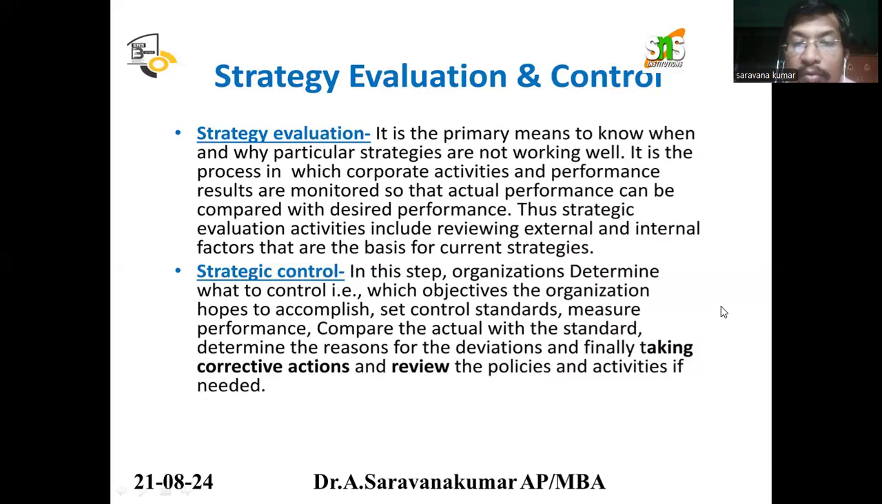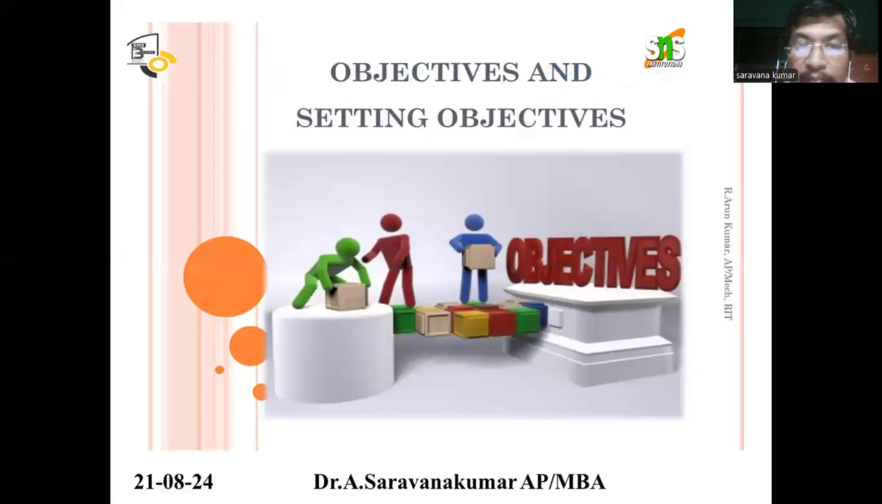Strategic control, so where you have to control. In this step, the organization determines what to control, that is, which objectives the organization hopes to accomplish, sets control standards, measures performance, compares the actual with the standards, determines the reasons for the deviations, and finally takes corrective action and reviews the policies and activities if needed. So you are finally taking the corrective action. That's why we say that we are going to control. So, strategy evaluation and control.